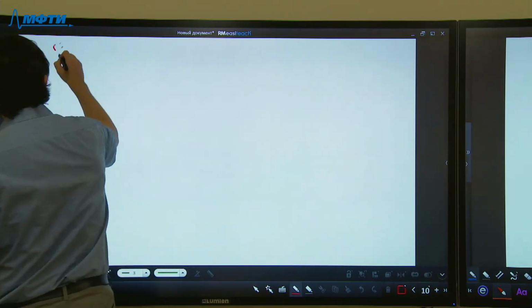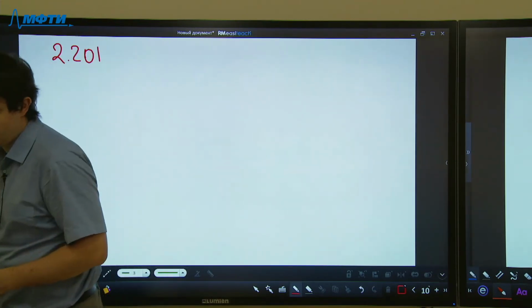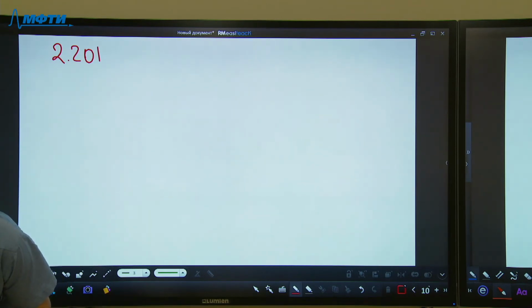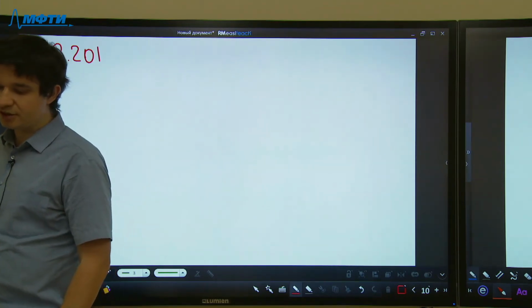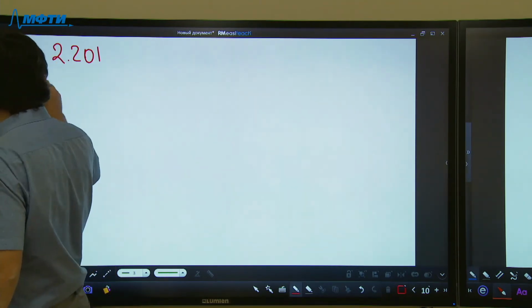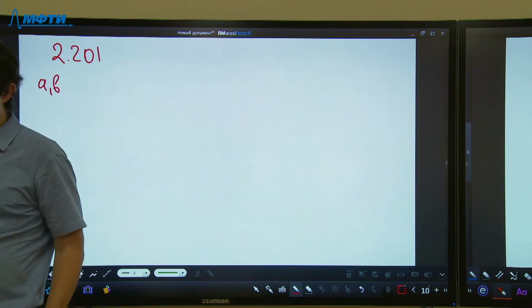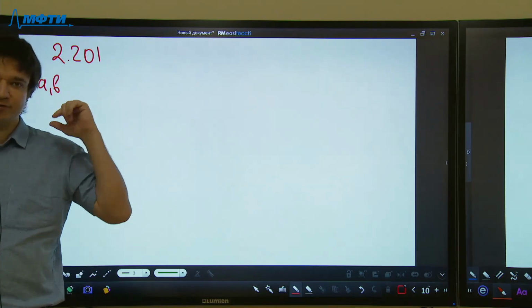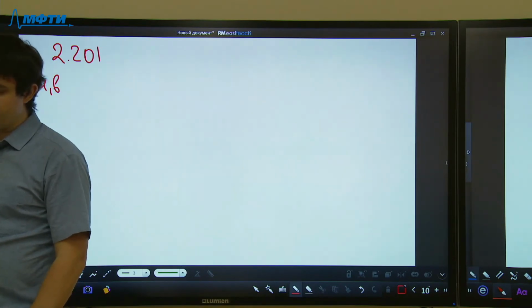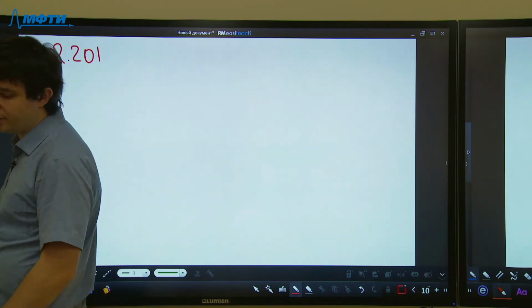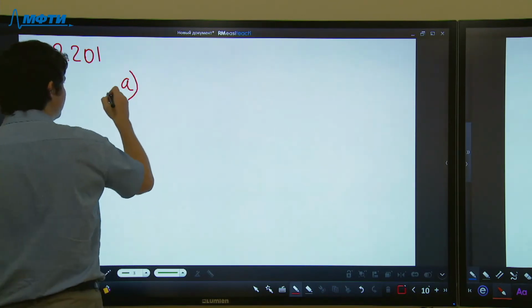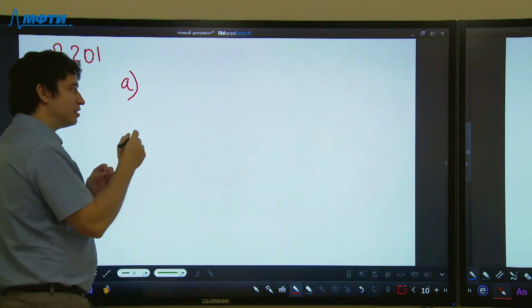2.201. Now we do a problem with Van der Waals gas. It says that we know Van der Waals constants, so we know A and B. Not A and B from the previous problem, but different A and B's. We need to calculate the maximum volume which water of mass 1 kilogram can occupy in a liquid state. I like this formulation, so let's look at this once again.